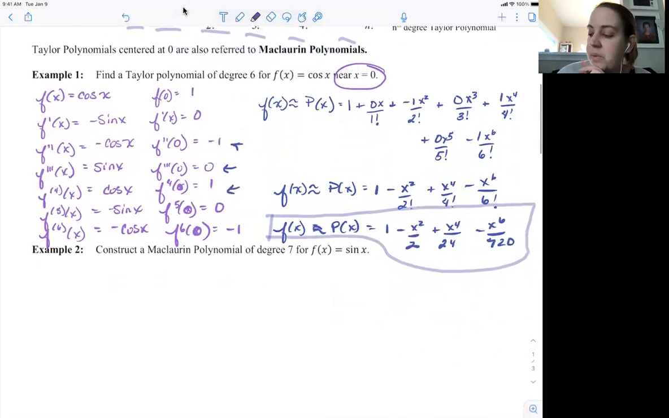Example 2, construct a Maclaurin polynomial of degree 7 for f of x equals sine of x. So we're basically running along and doing the same thing here.